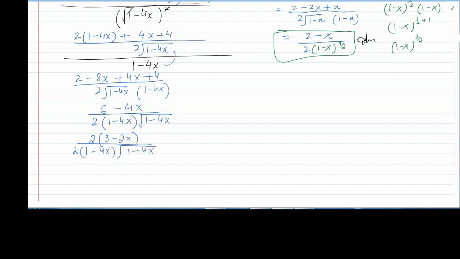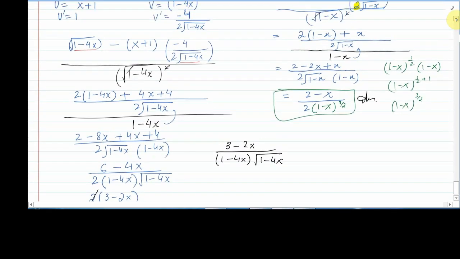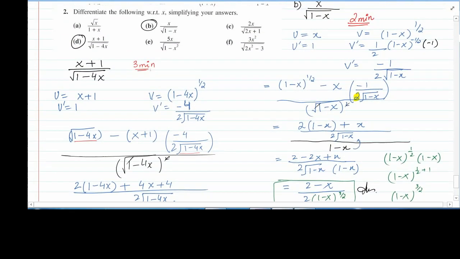Now we have a cancellation here, 2 and 2 cancel, so the final answer we got here is 3 minus 2x divided by 1 minus 4x with the root of 1 minus 4x. So I hope that all of you are clear. Now for your homework part, you need to attempt part F of this question. So that is your homework. I hope that all of you can do it now. Make sure that you are not making a mistake when you are differentiating an under root sign.